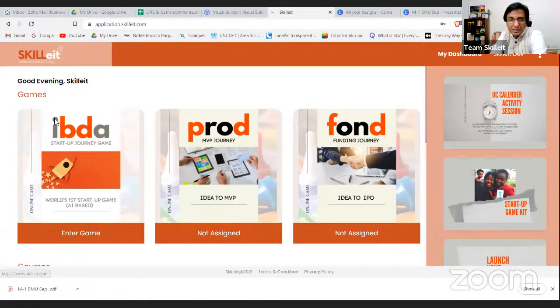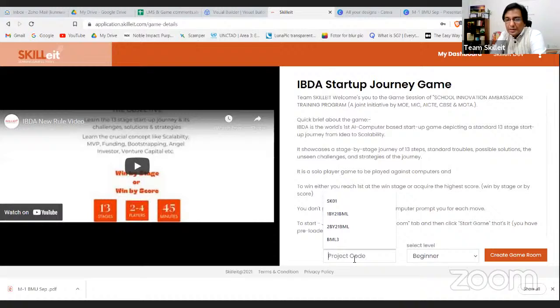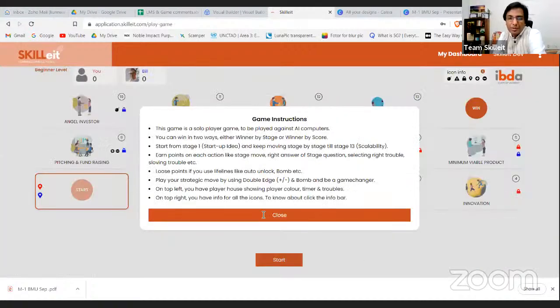Once you log in, you will find on the left corner, enter game, this IBDA startup journey game. Click on enter game. You will find a project code here. For all of you, your project code is BML3. BML3, all in caps. And you have selected level beginner. Once you have this, click create game. Once you click it, the room is created and you start the game. Once you start the game, you are in the game.